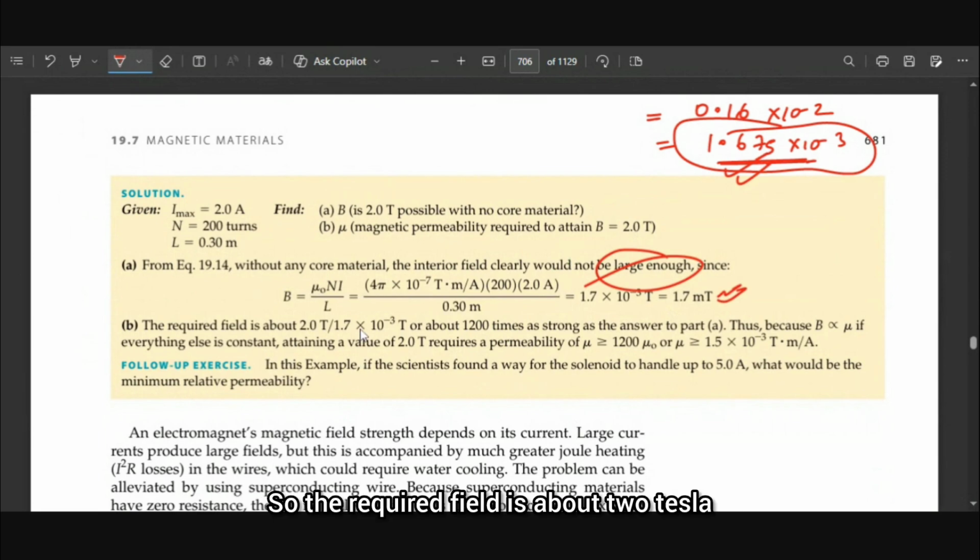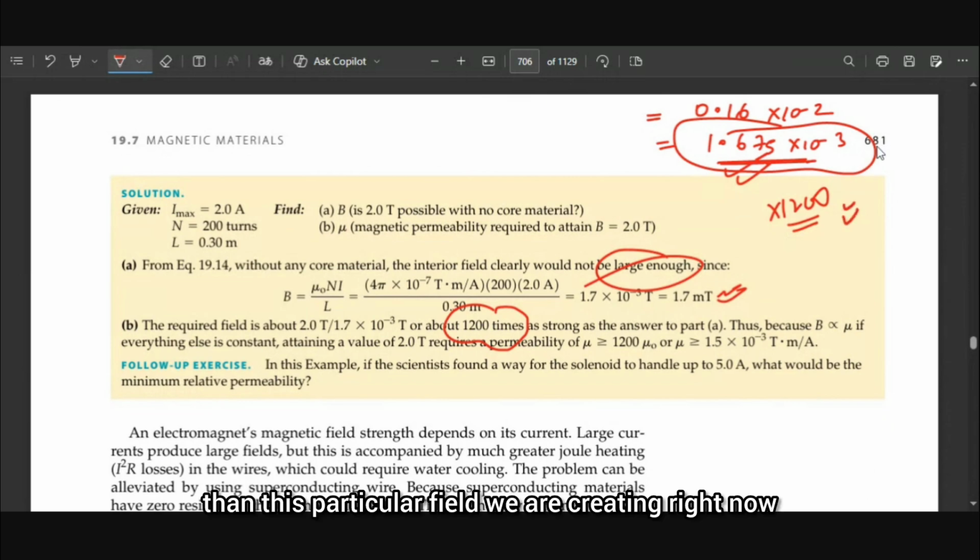So the required field is about 2 Tesla, and we are getting 1.7 times 10 to the minus 5 Tesla, or about 1200 times as strong as the answer to part 1. So we need at least 1200 times more than this particular field we are creating right now.